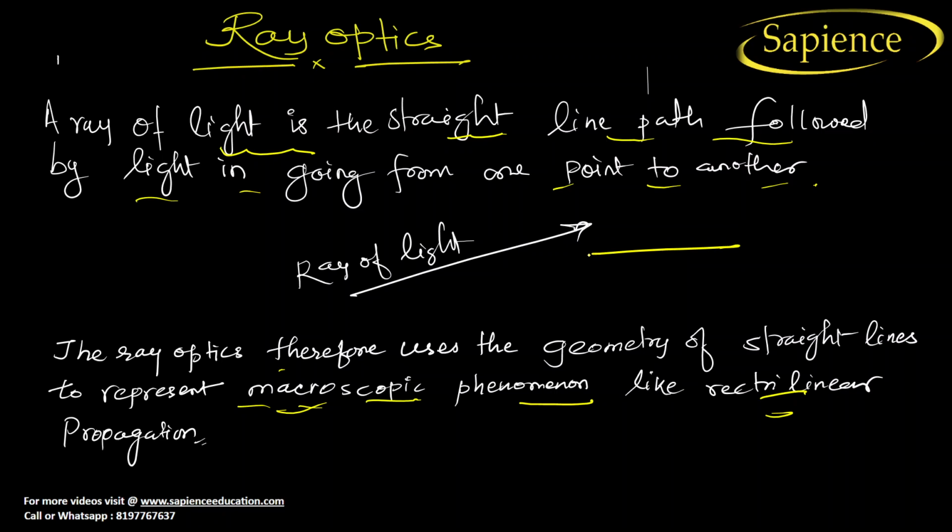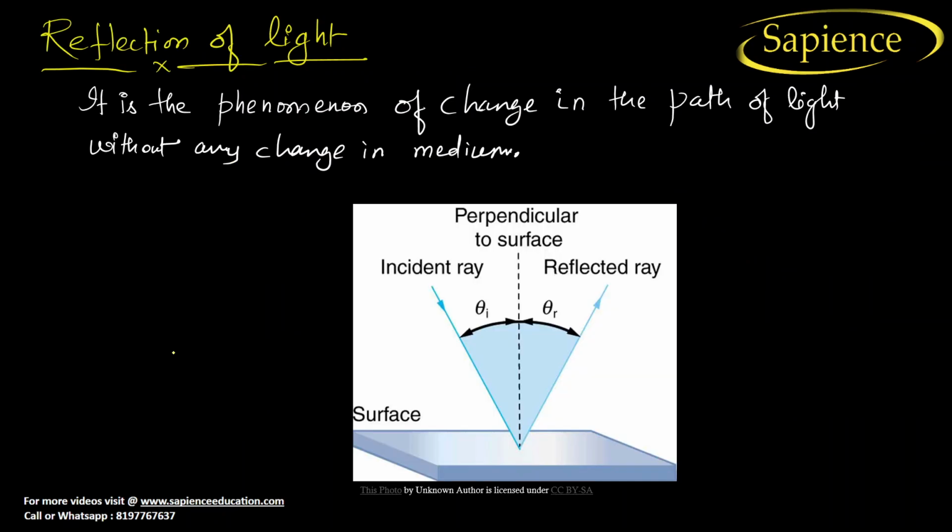As we know, an electromagnetic wave is like this, a waveform, but the direction of propagation of the electromagnetic wave is in a straight line. So basically for macroscopic, large phenomena, we will only use straight lines. We won't use this curve. All this we will study in ray optics.